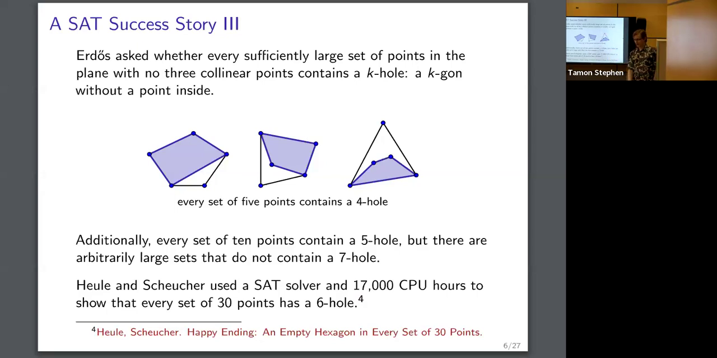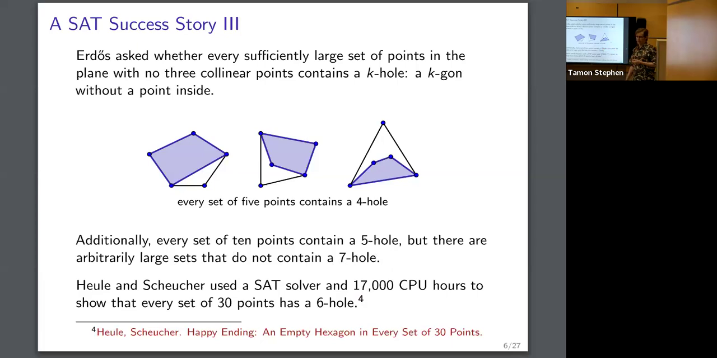Furthermore, with 10 points, you can make a more general argument: any set of 10 points must contain a 5-hole. Now, you might think this generalizes, so that for every value of k, you can take some large enough set and find it must have a k-hole. That's not the case. In fact, there are arbitrarily large sets which do not contain a 7-hole. Maybe surprising, but that's how it turns out.